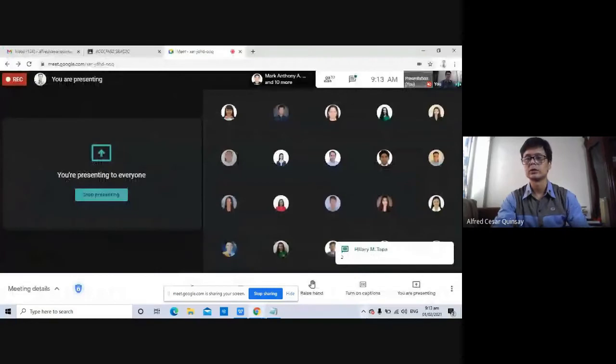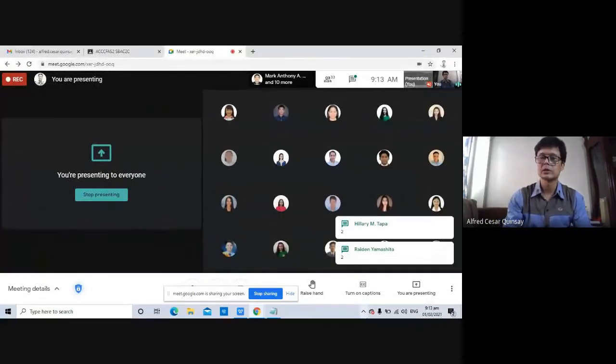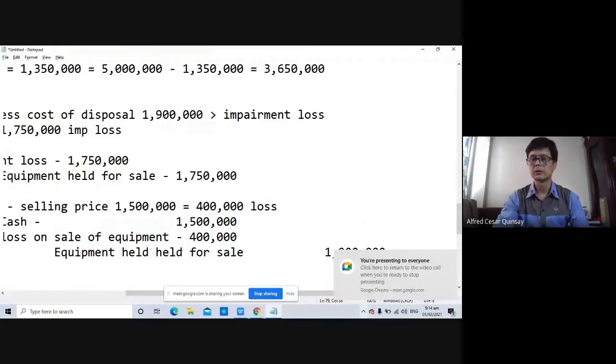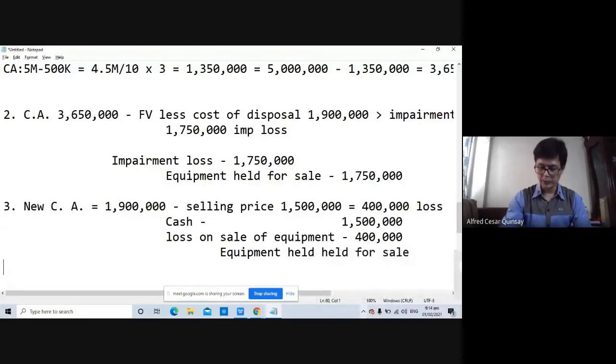With regard dun sa entry, how about the others? Okay, good. So, we can move forward, no? Puntahan natin yung page 677. Tapusin na natin tong buong chapter bago ko kayo ibigyan ng break, no? Sandali na lang to. Okay, so dun sa page 677 yung abandoned.